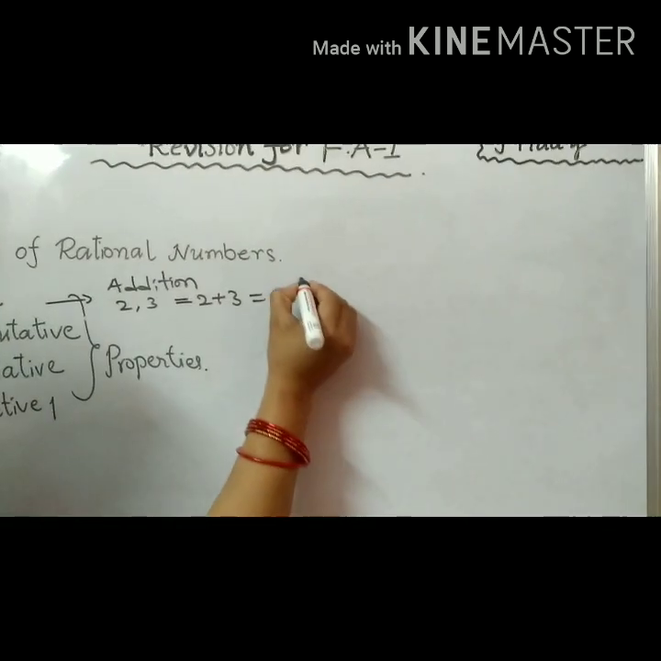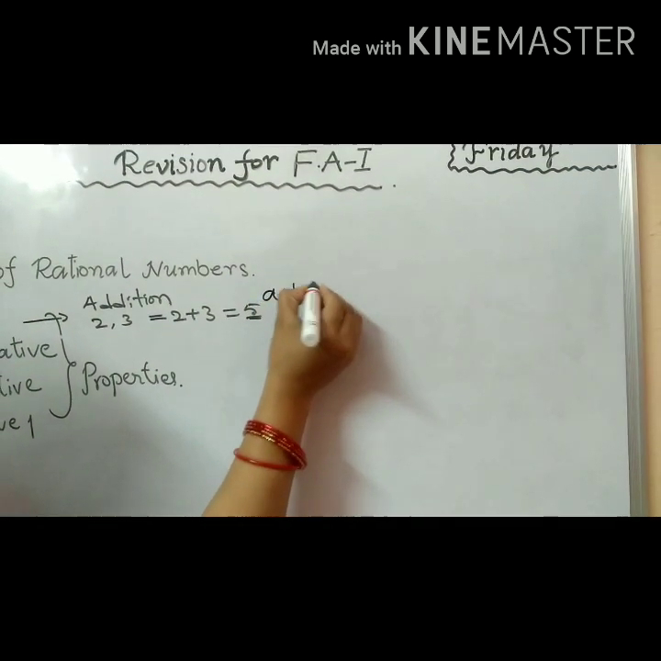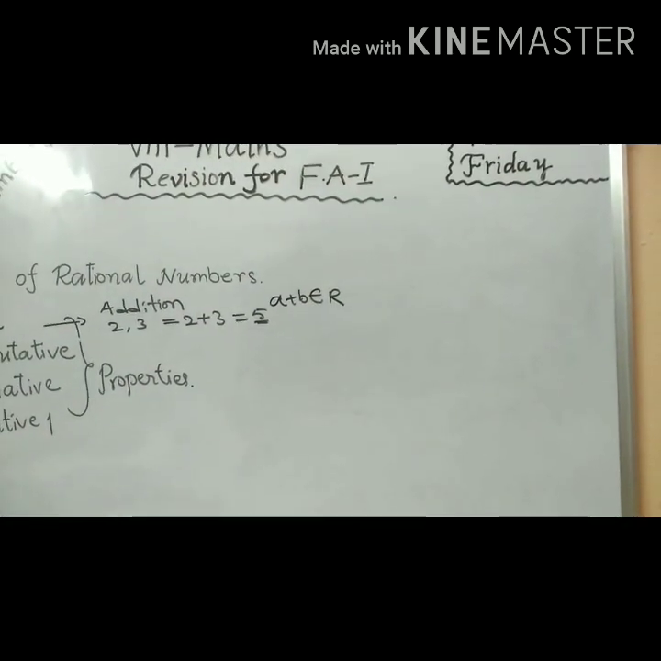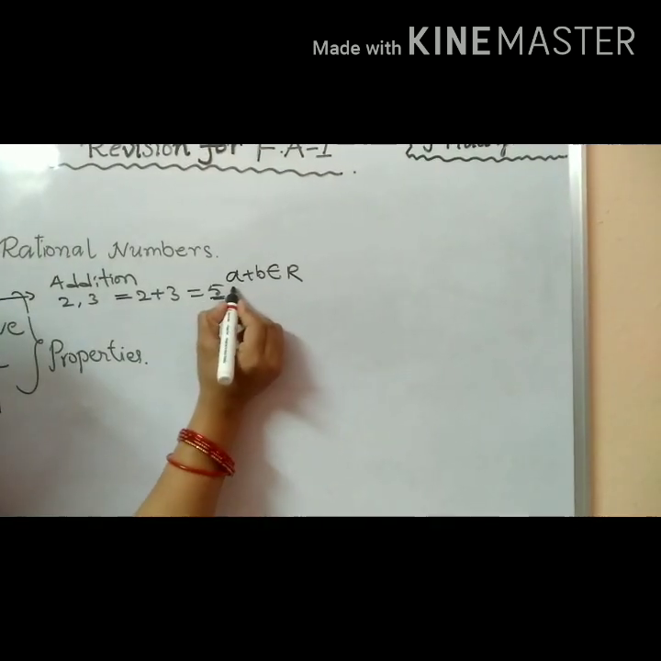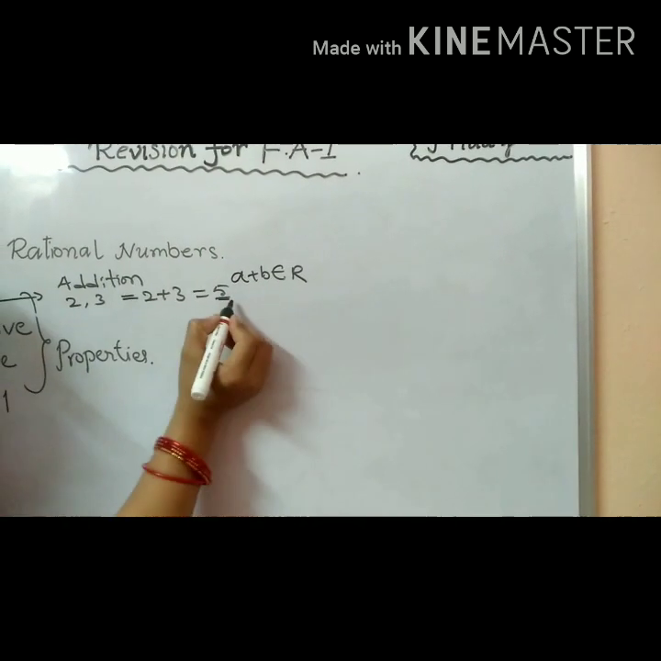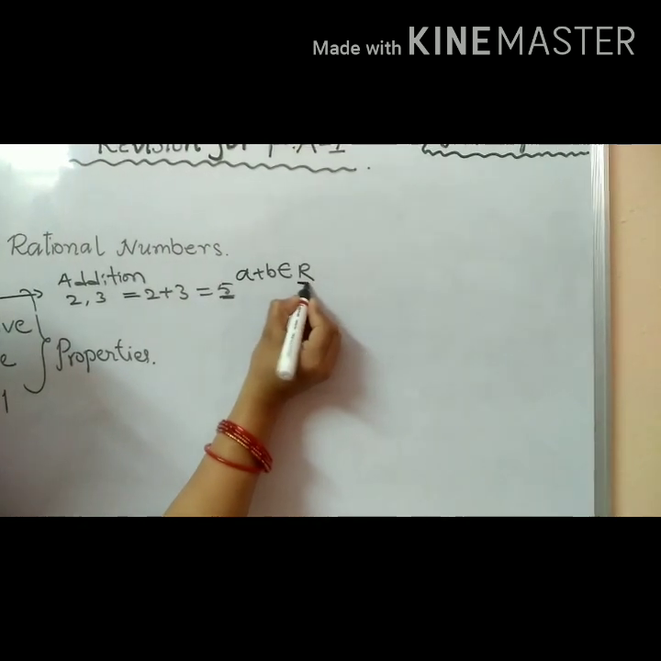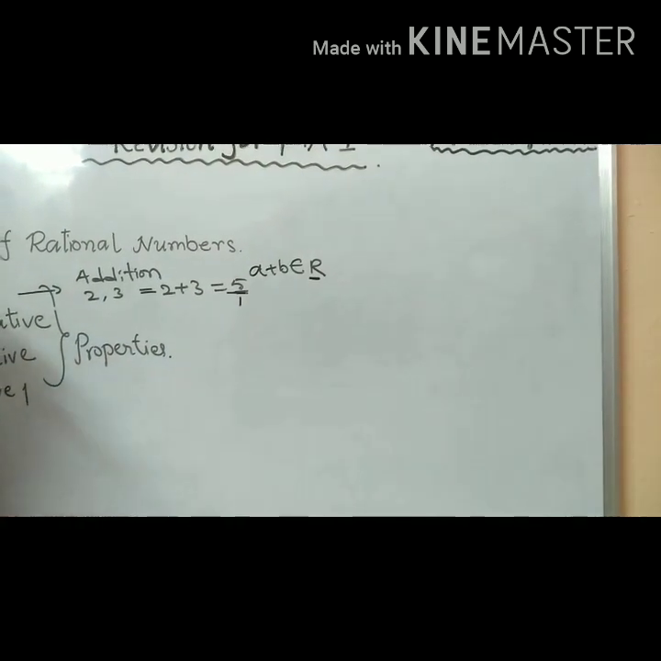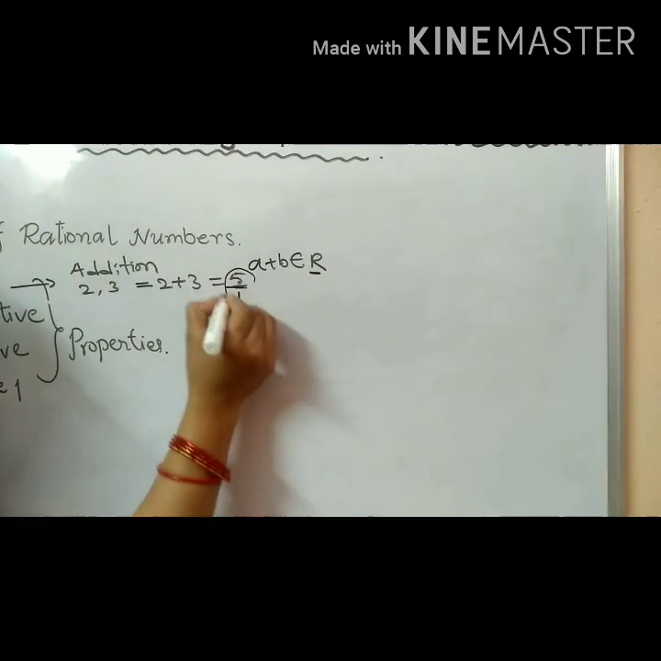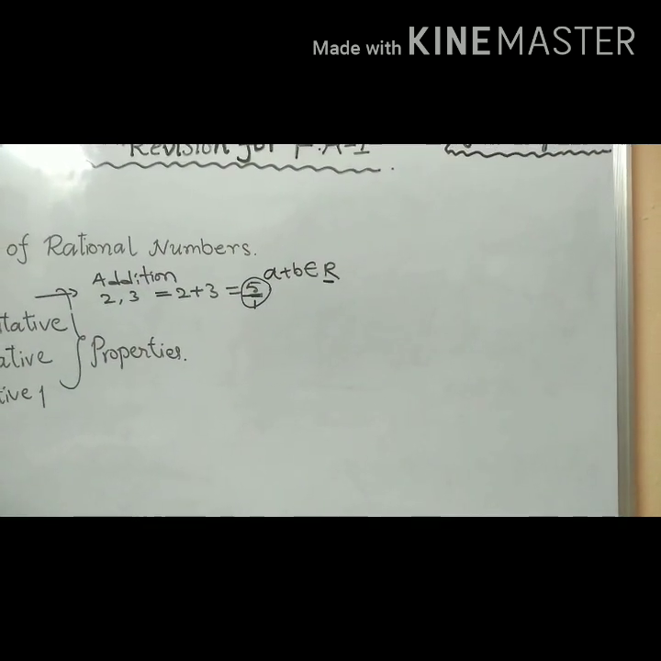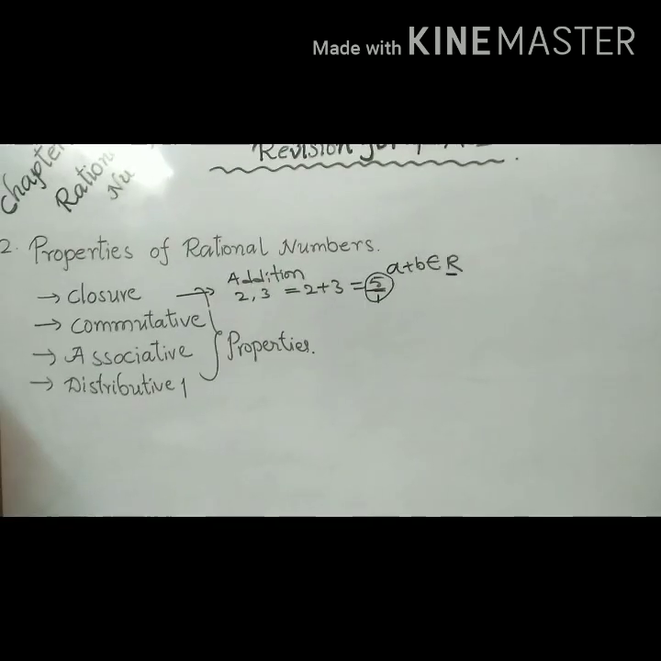Under addition, A plus B belongs to R. So if you take any two numbers, their sum belongs to R, a rational number, like 5 divided by 1. Is it a rational number or not? Yes, 5 by 1 is a rational number. Did you understand? The next one is the commutative property.